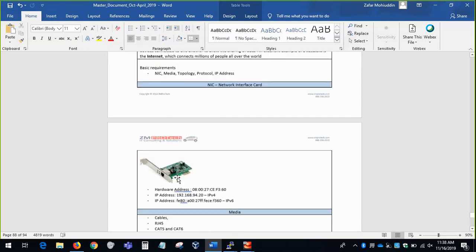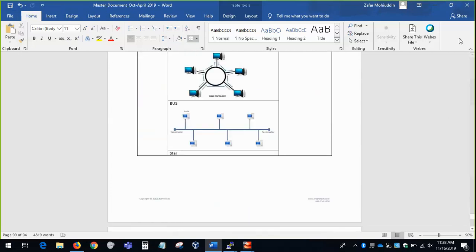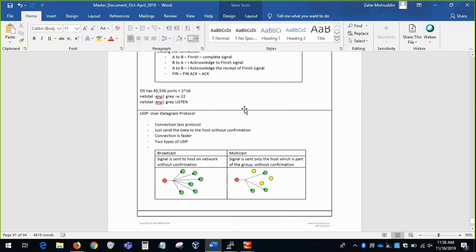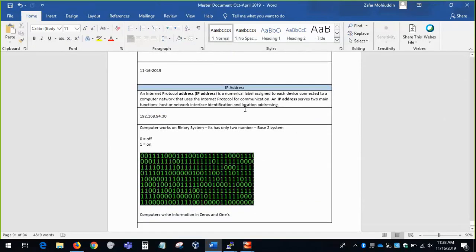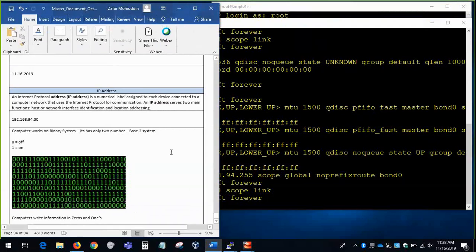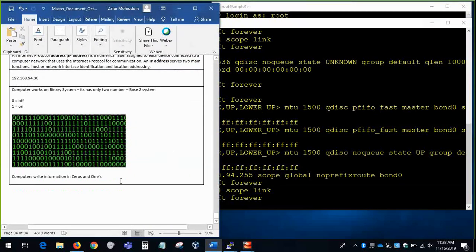Okay, maybe I have not. So let me go back down here. So this is a base 2 system here. What I mean by base 2 is the very first position will be 2 to the power 0.